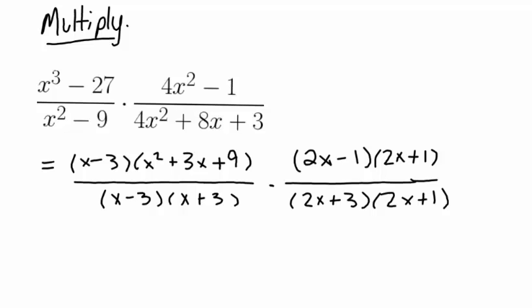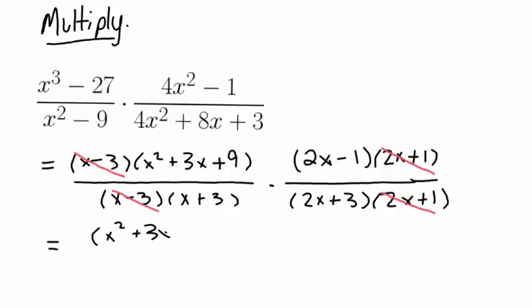So now that we have everything fully factored, remember that this quadratic is not going to factor. We can begin canceling off any common factors in our numerator and denominator. I notice that there is an x minus 3 factor over here that we can cancel, noting the restriction. And we have another cancellation of 2x plus 1.